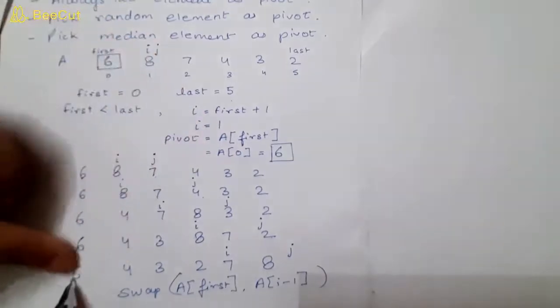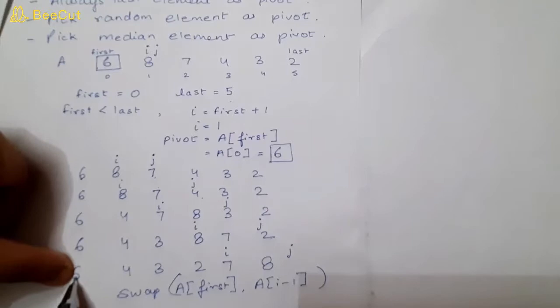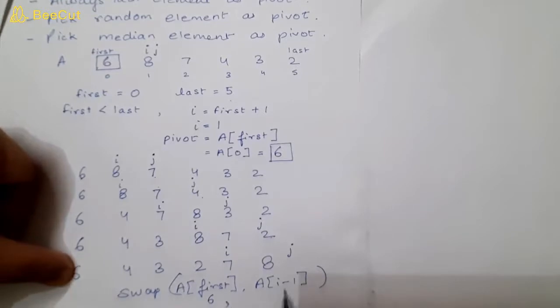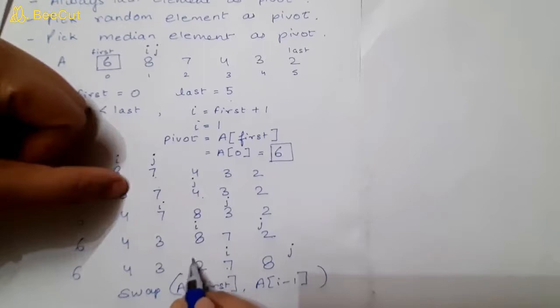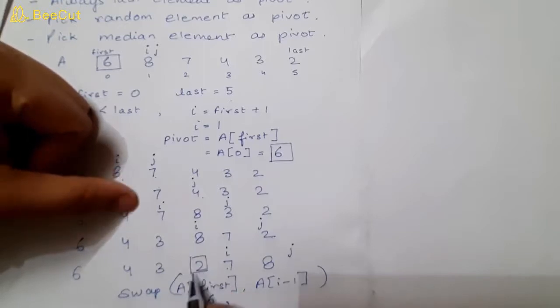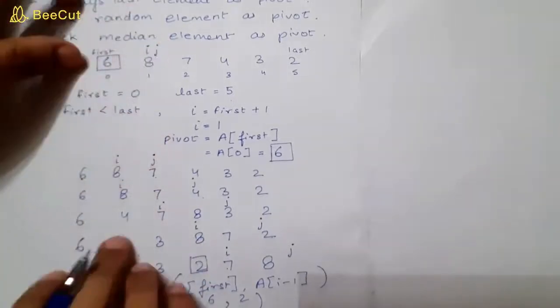A of first means first was pointing to 6, so a of first means a of 0. A of 0 means 6. So we have to swap 6. And what is I minus 1? I is here on 7. I minus 1 means this element. A of I minus 1 means 2. So we have to swap 6 and 2. So finally what will come? The elements will be like this.